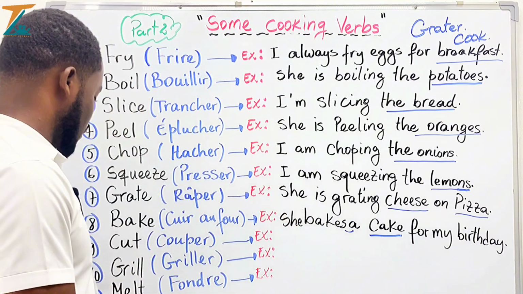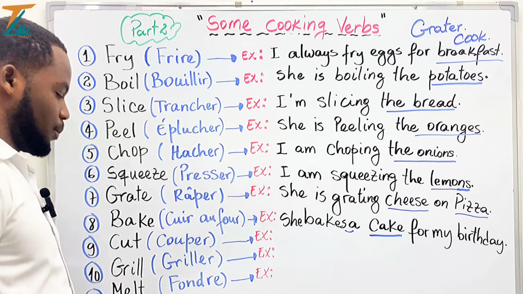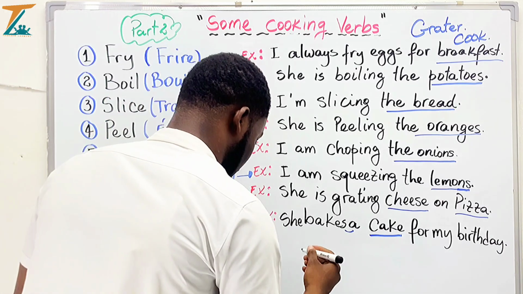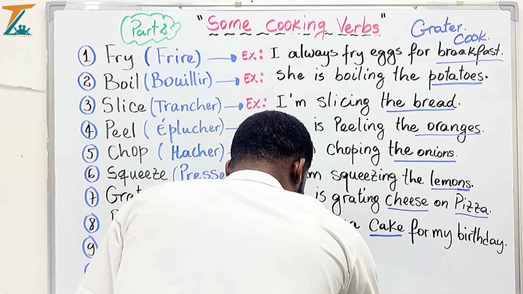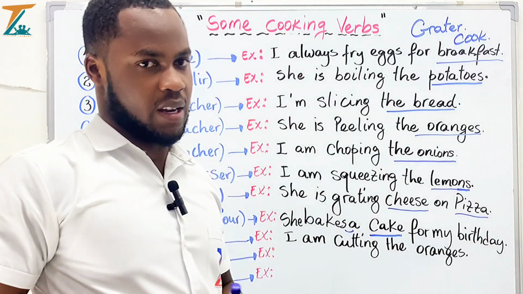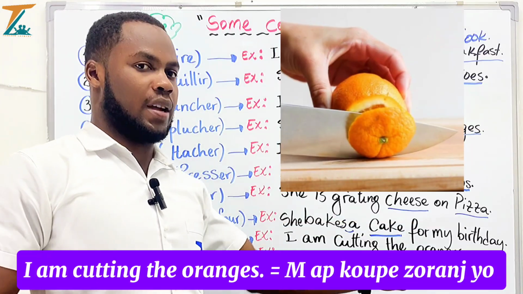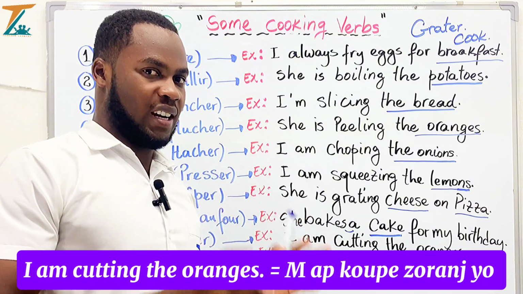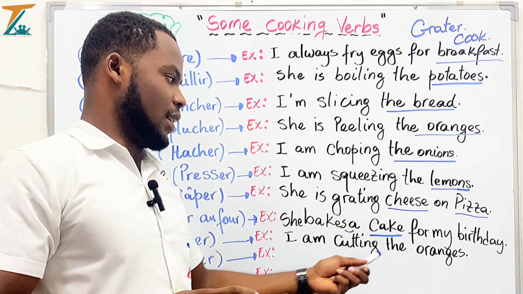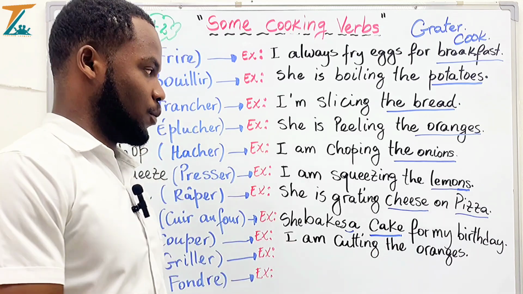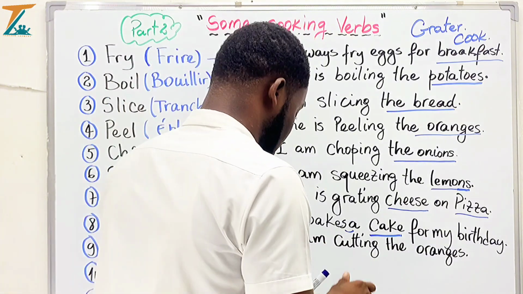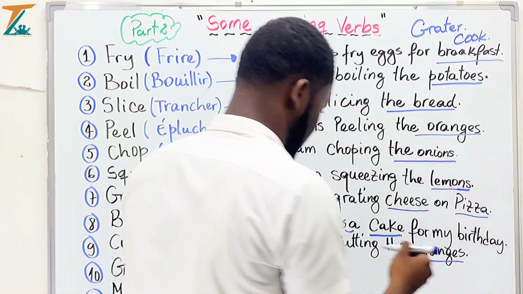And the next verb that we're going to learn is cut. I want you to repeat. Cut. Cut means couper. Okay? For example, the oranges. I am cutting the oranges. Je coupe les oranges. It might be something else. Okay? I am cutting the oranges.